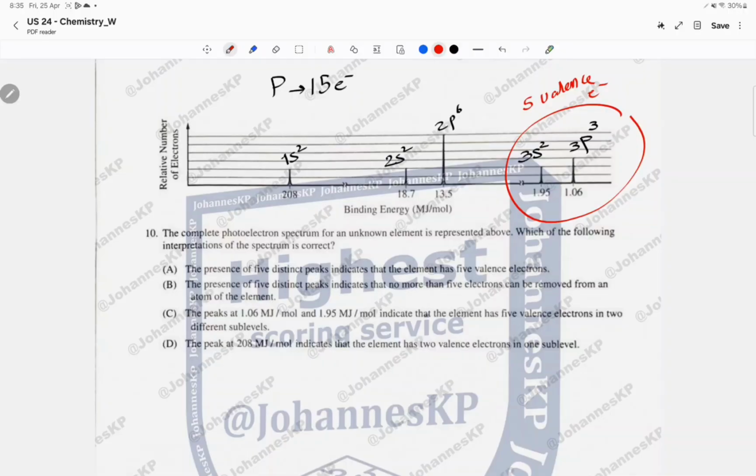Okay. So, let's see. Just because you have 5 distinct peaks doesn't mean you must have 5 valence electrons. Because maybe the last 2 peaks are not going to be 3s2, 3p3. Could be 3s2, 3p1, or 3p5, or 3p6. So A is off.